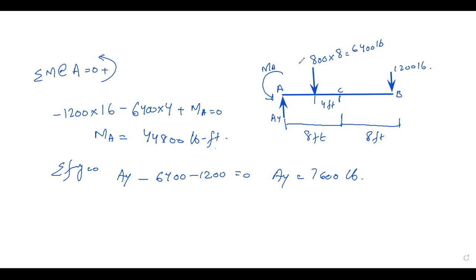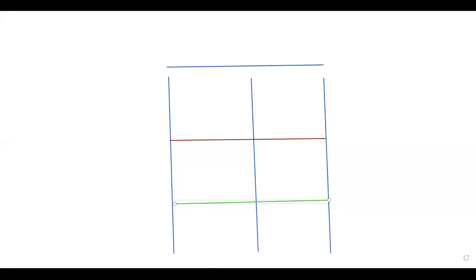To draw the shear force and bending moment diagram, we have to put all the values here. We have a UDL here, and from here to here we have a UDL of 800 pound per foot.